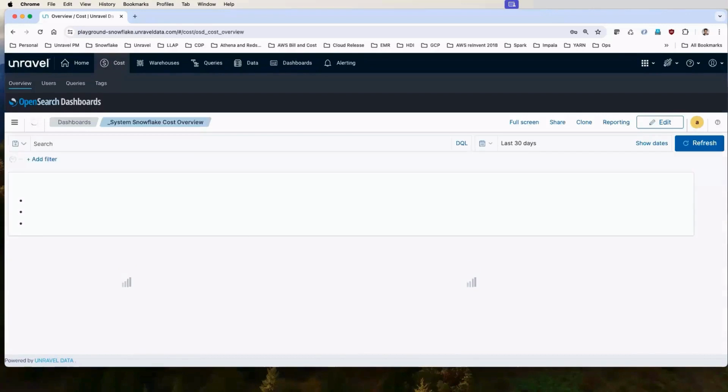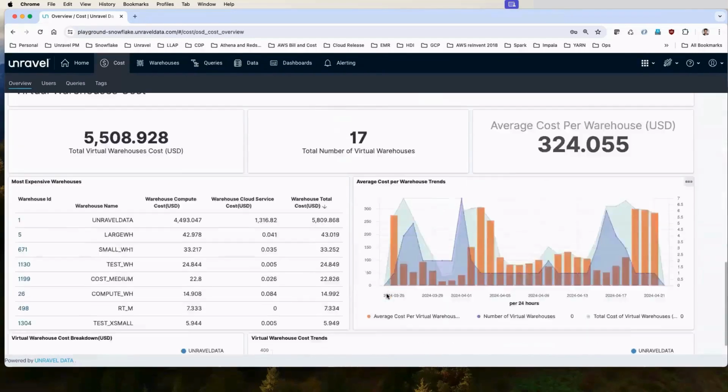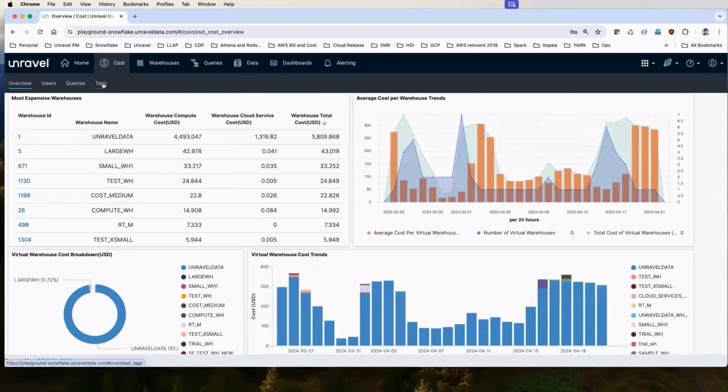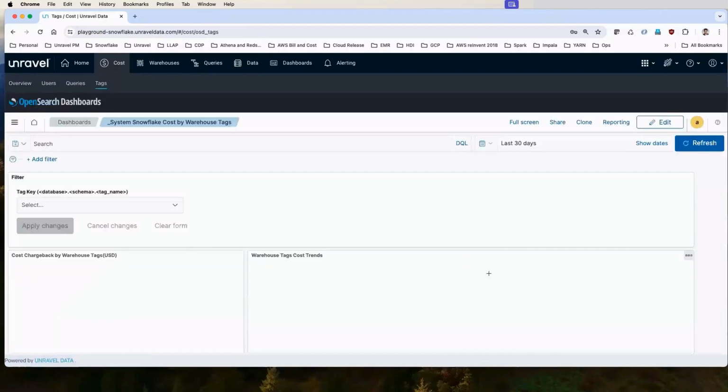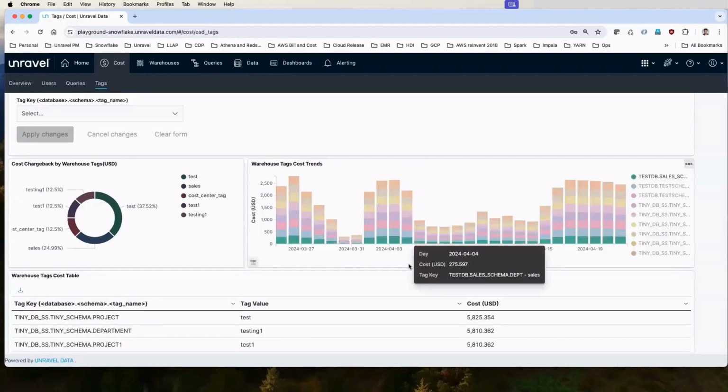Over on the cost page, this is where you can see a detailed cost breakdown and trends over time of the Snowflake accounts connected to Unravel. The cost breakdown can be seen across warehouses, users, queries, as well as tags. On each page, you can see the top K entities and correlate the cost spikes with other performance metrics to understand what happened. You can also create your own custom dashboards if needed.